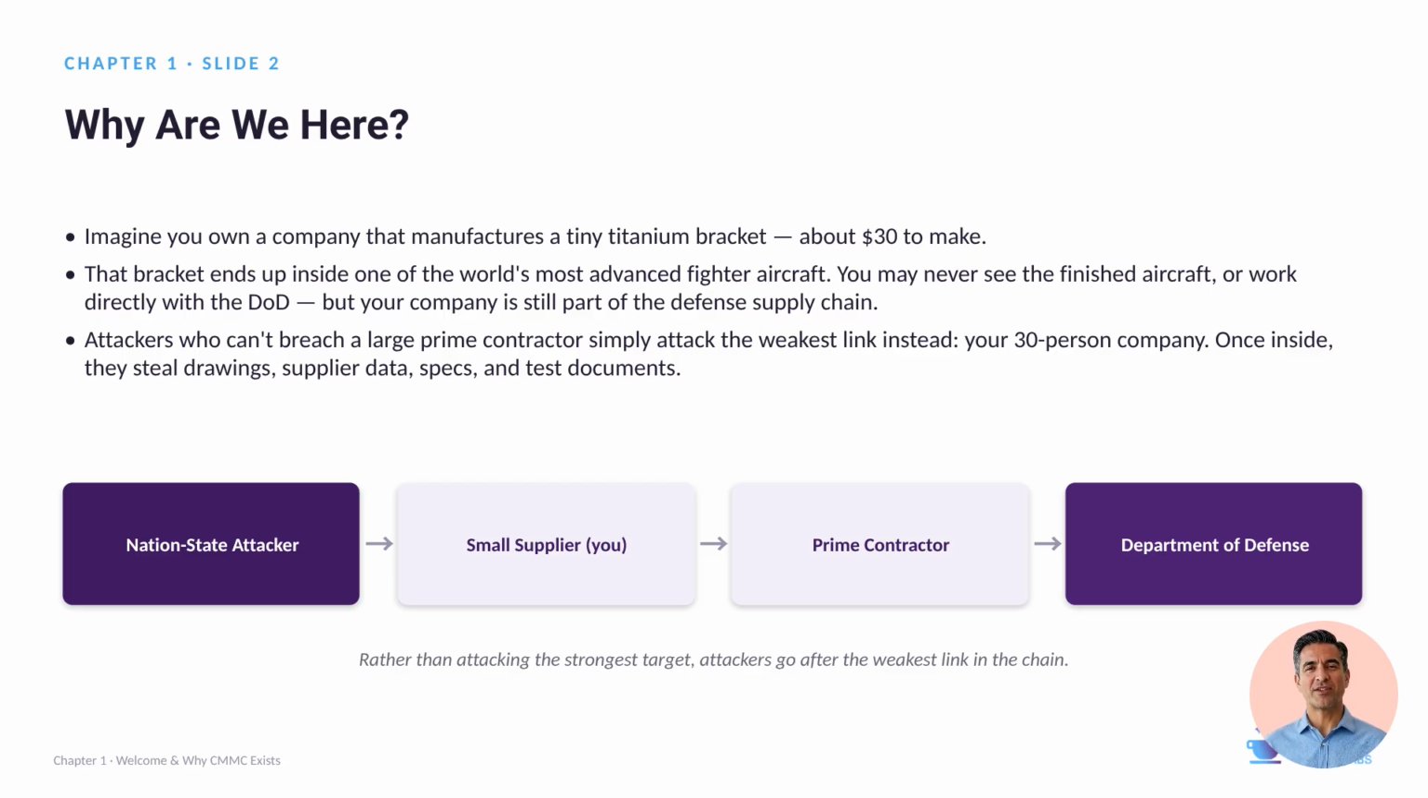Now imagine an attacker can't break into a large defense contractor because they have hundreds of security engineers. Instead, they attack your 30-person company. Once inside, they steal engineering drawings, supplier information, manufacturing specifications, testing documents. Maybe they don't even care about your company. They simply want the information you have. That strategy has been used repeatedly by nation-state attackers. Rather than attacking the strongest target, they attack the weakest link.